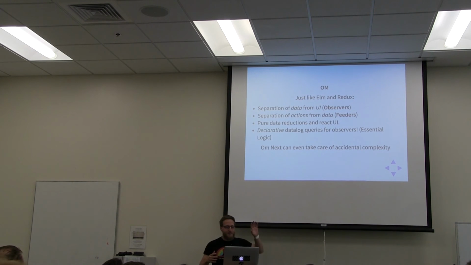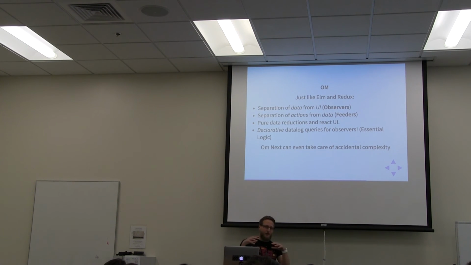And so basically, the cool thing compared to the other two is Datalog queries, right? So we get declarative Datalog queries for observers, and that's a way to push accidental complexity, like, hey, what data does this particular React element care about? We can push that into the React element in a composable way.